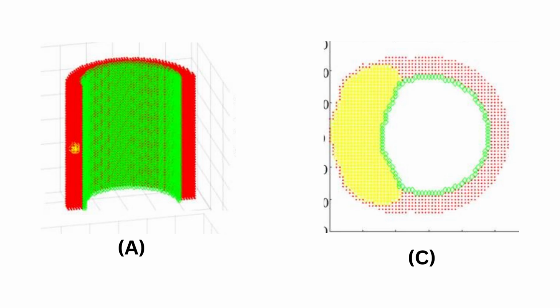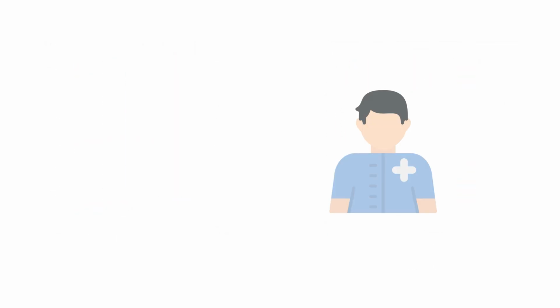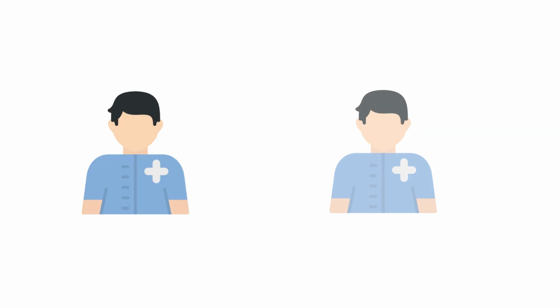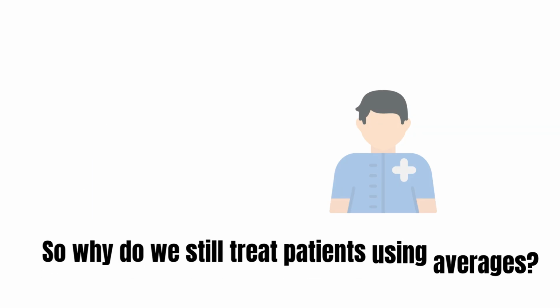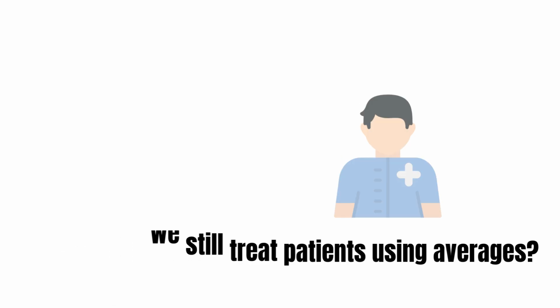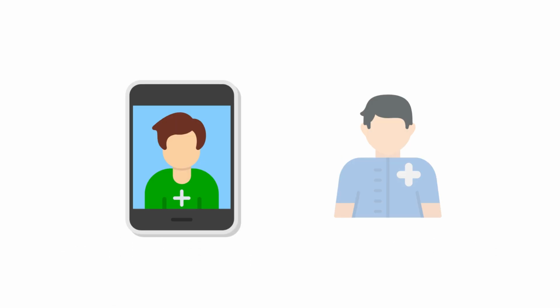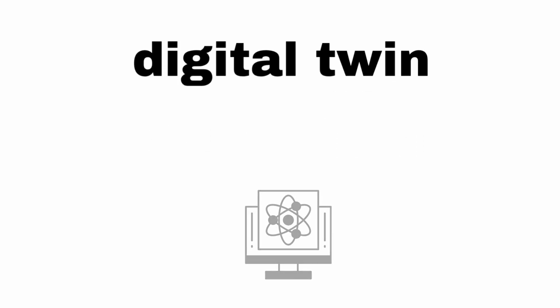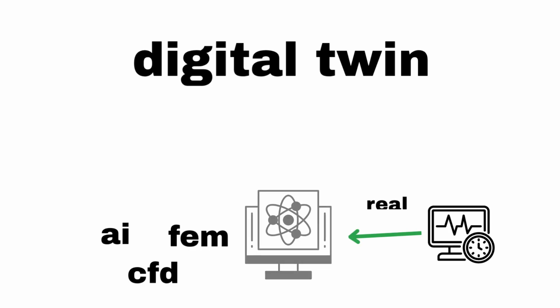Now that we have simulated how blood flows and we have simulated how cells interact, there is still one major problem. What works for one patient might not work for another, so why do we still treat patients using averages? What if every patient had a virtual copy of themselves? A digital twin is a dynamic computational model, whether that is like the finite element or the computational fluid dynamics or AI, that continuously learns from real patient data, evolving alongside the individual it represents.